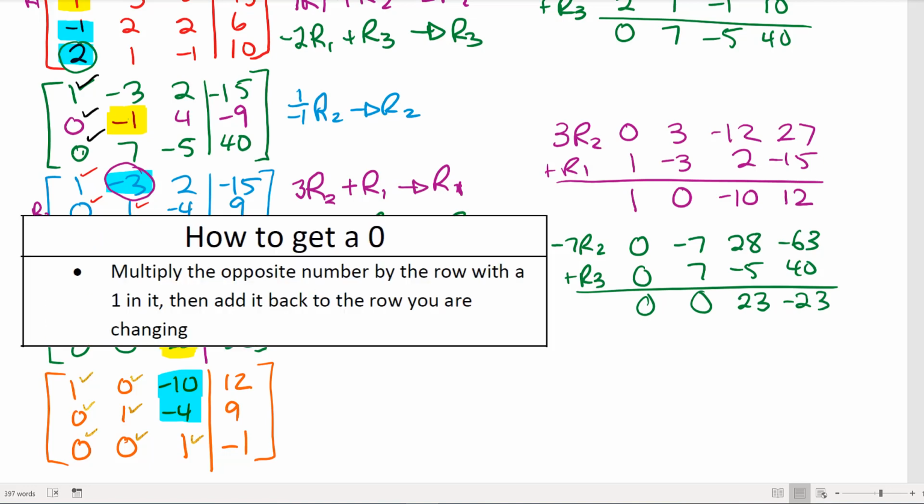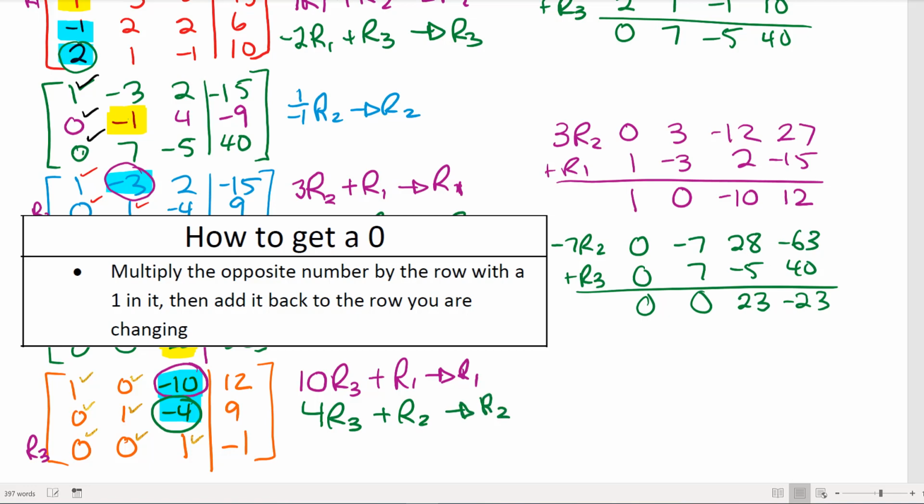Okay, so when I'm trying to get a 0 where the negative 10 is, I take the opposite of negative 10, which is positive 10, multiply by the row with a 1 in it. In this case, the row with the 1 in it in column 3 is row 3. Add it back to row 1 and put it into row 1. At the same time, I'm going to manipulate row 2. The opposite of negative 4 is positive 4, times the row with the 1 in it, which is row 3, and add it back to the row I'm manipulating, which is row 2. And I'm going to have to do this work off to the side.